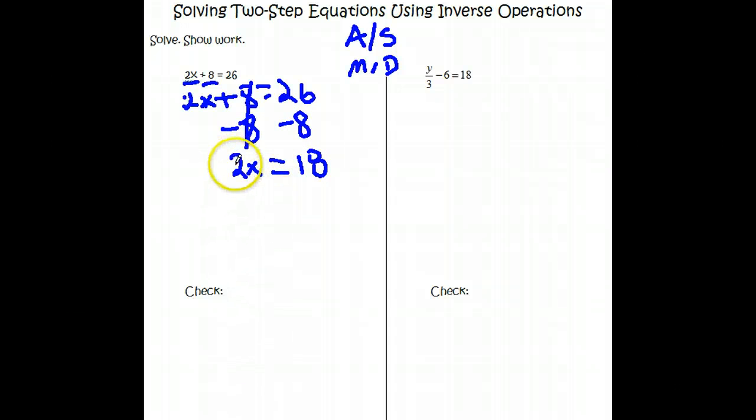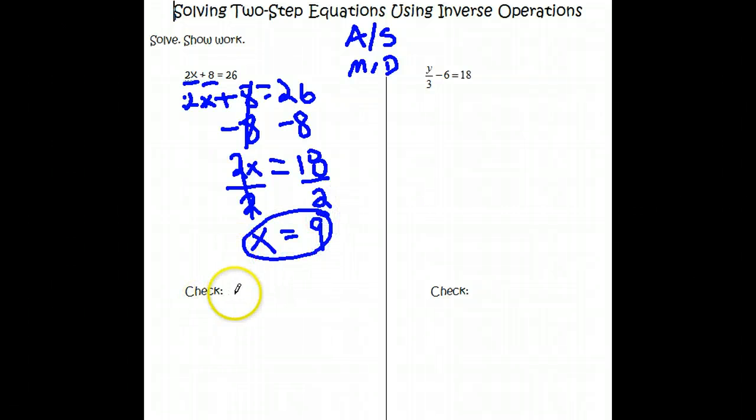Now my second step. I have multiplication, 2 times x, and we are going to now divide, because that's the inverse. We show division with a fraction bar. We do it on both sides. 2 divided by 2 is 1, or 1x. 18 divided by 2 is 9. Circle. And now I'm going to check.